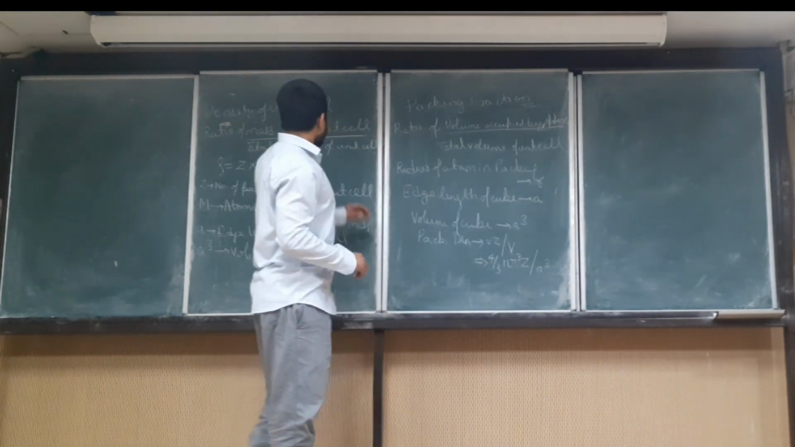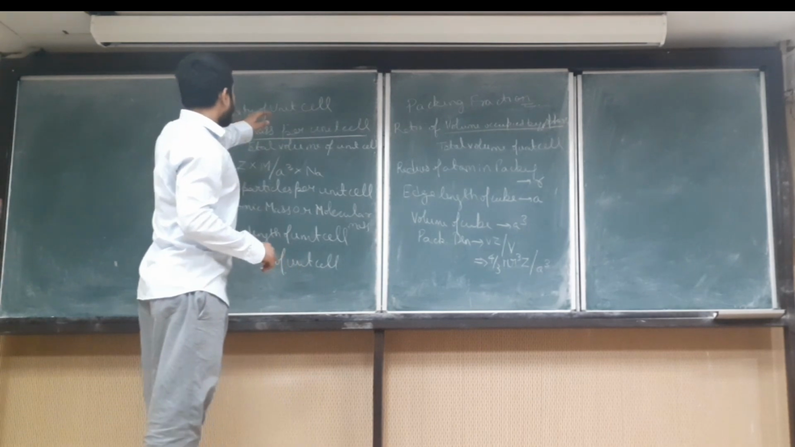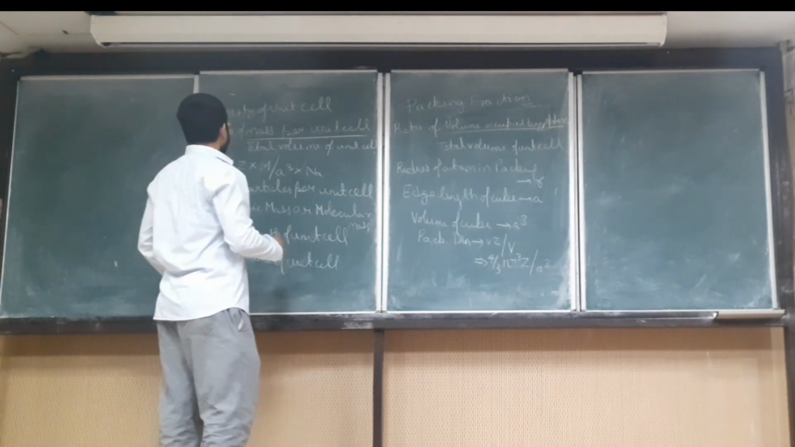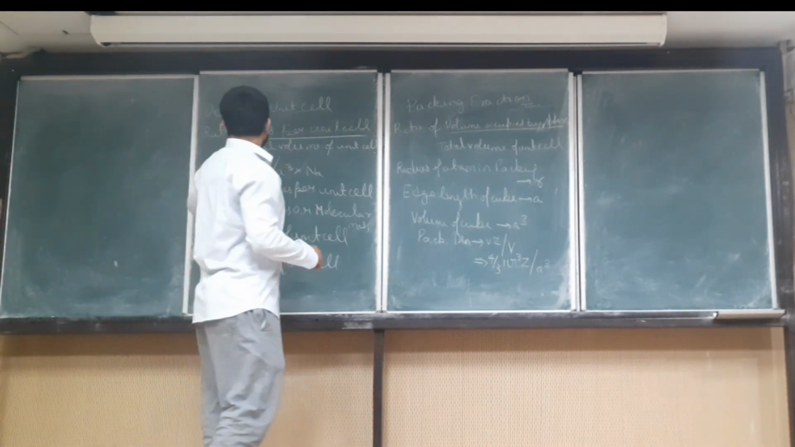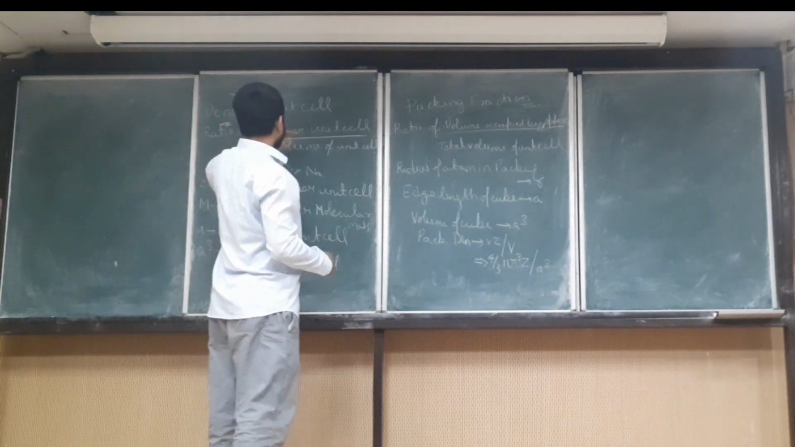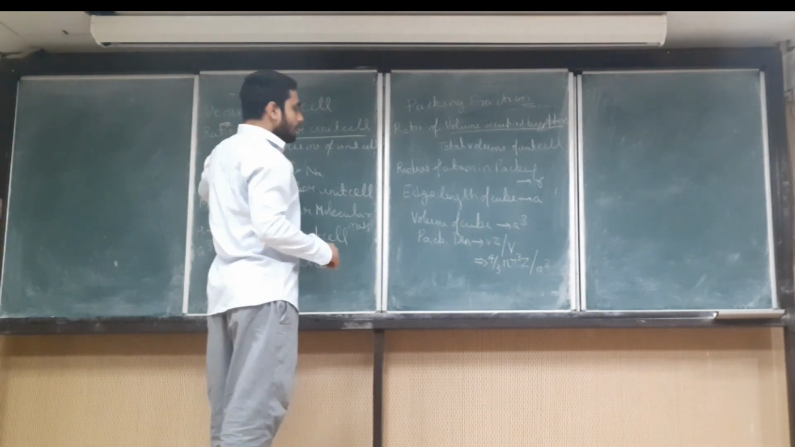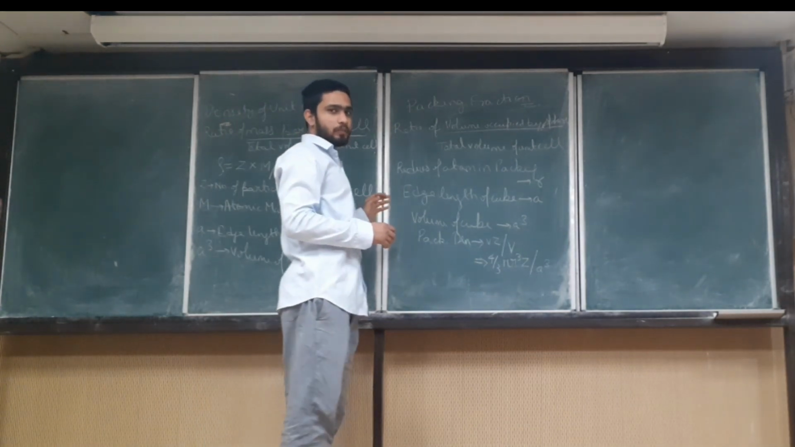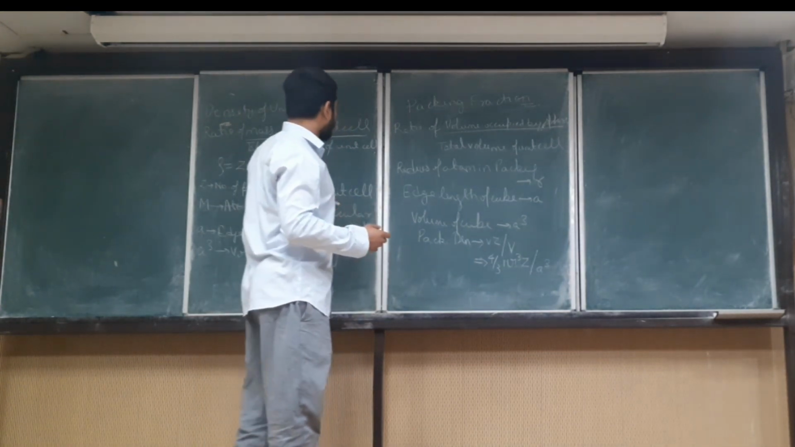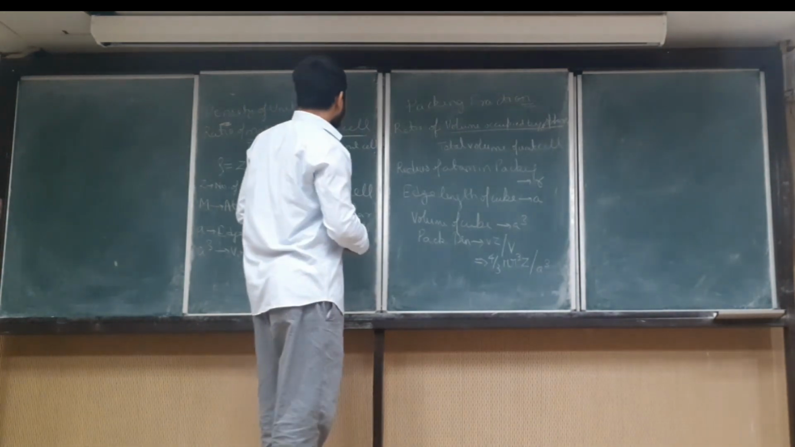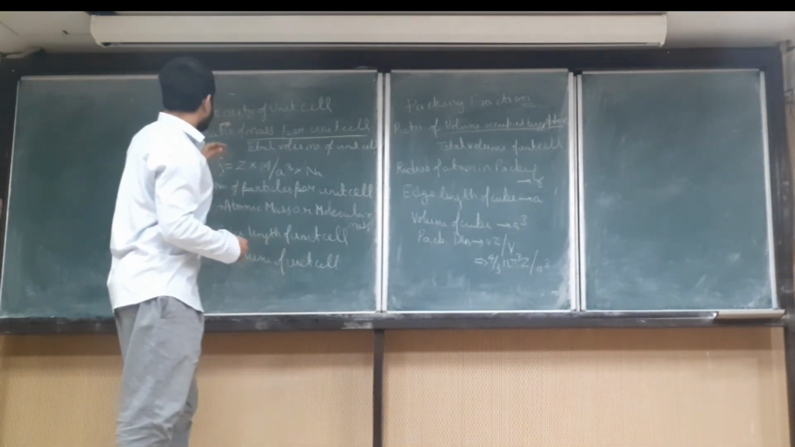So here the new topic is density of the unit cell. In the density of the unit cell, it is defined as the ratio of mass per unit cell upon total volume of the unit cell. This is a very important topic from the perspective of JEE Mains, Advanced, and also for the NEET examination. So let's see what the density of the unit cell is.